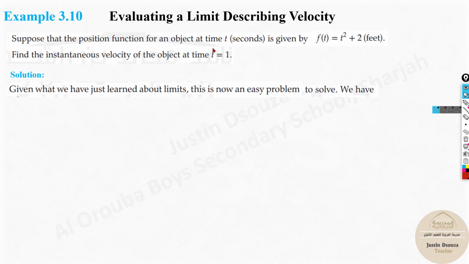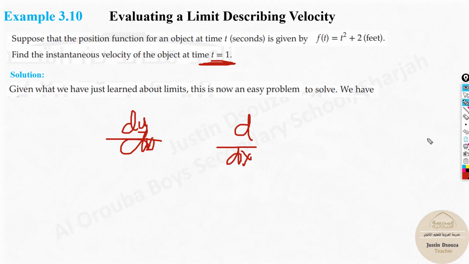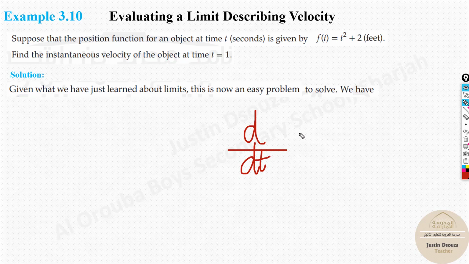Suppose the position function of an object at time t seconds is given by the function f of t equals t square plus 2 in feet. Find the instantaneous velocity of the object at time t. Now, we need to know the velocity at a particular instant, which instant? At 1. Now this is the position. When you differentiate position with respect to time, d by dt, you get velocity, because velocity is the derivative of position.